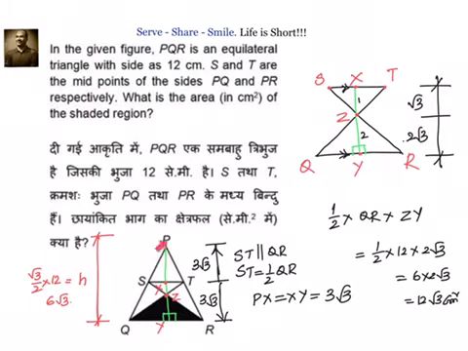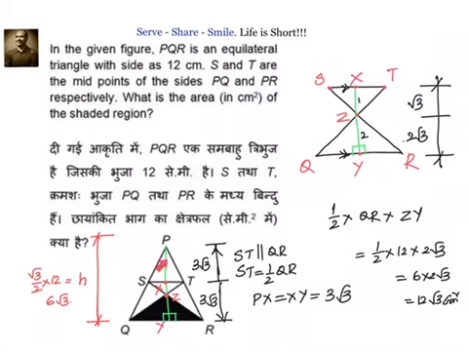What we have done, we have been given an equilateral triangle PQR. We have to find out the area of the shaded region. First thing we know is that S and T are midpoints. That means PST is similar to PQR triangle. That means the heights are divided in the ratio 1:2. So PX by PY is 1/2. That means PX equal to XY.